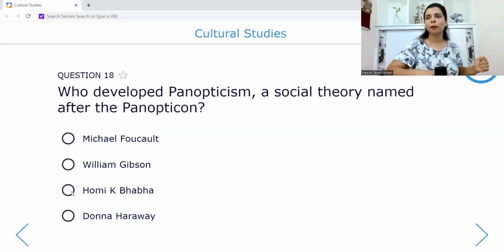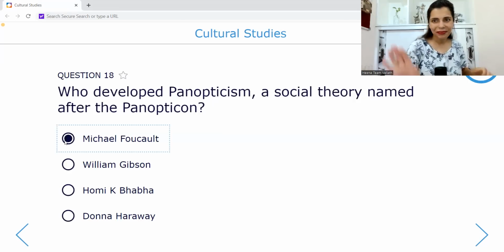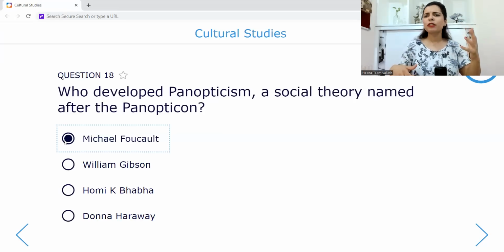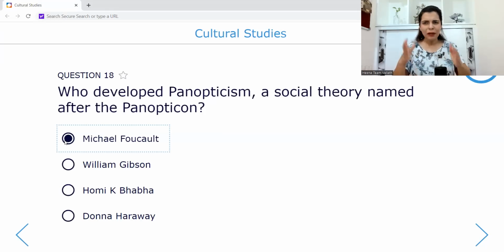On the basis of Panopticon, Michel Foucault developed Panopticism. What is Panopticism? Panopticon is external surveillance, but Panopticism is internal surveillance. When the surveillance becomes so heavy, the gaze of the watcher is so internalized that the person or the prisoner who's being watched becomes his own guard. I'm so conscious that somebody is watching me. That's Panopticism, okay? So Panopticism is the systematic control of human beings through subtle and unseen forces.